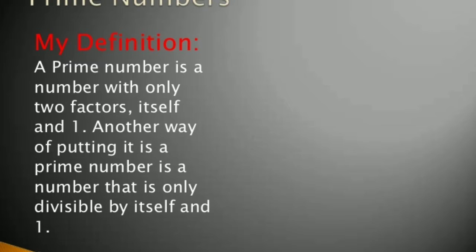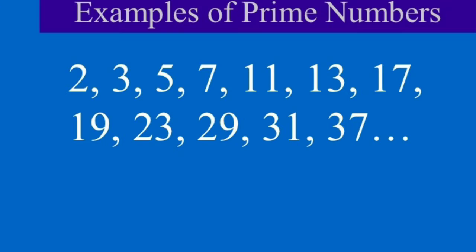So you understand now what a prime number is? A prime number has only two factors, 1 and itself.